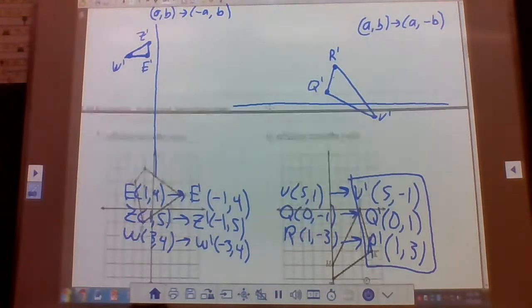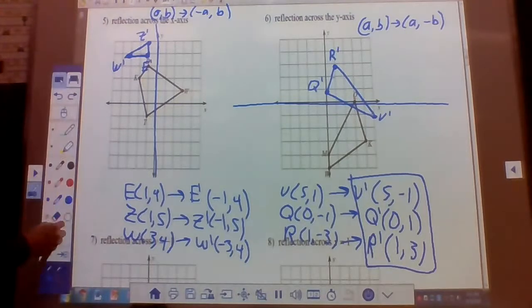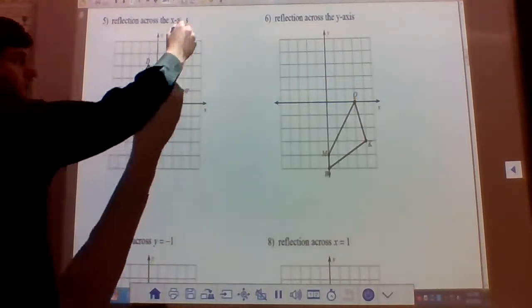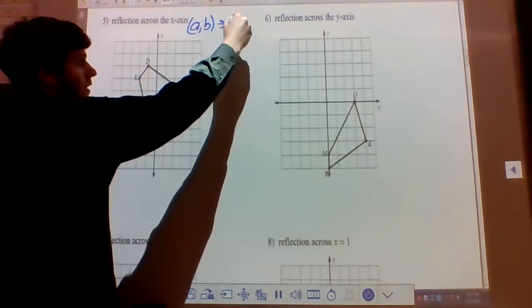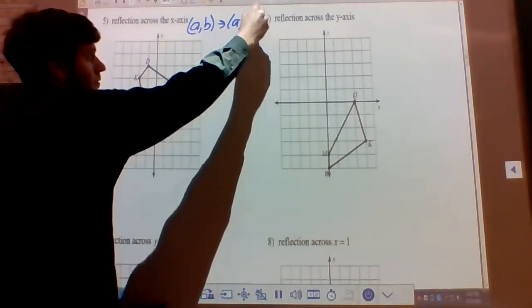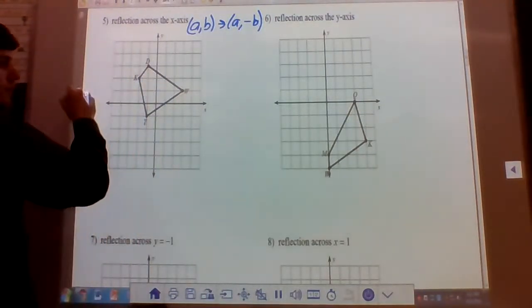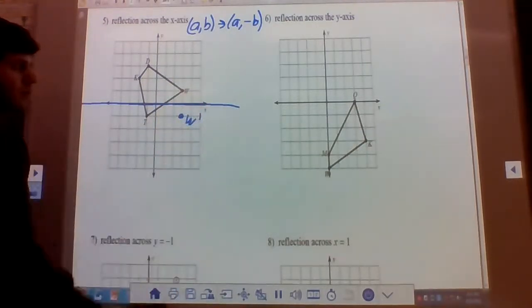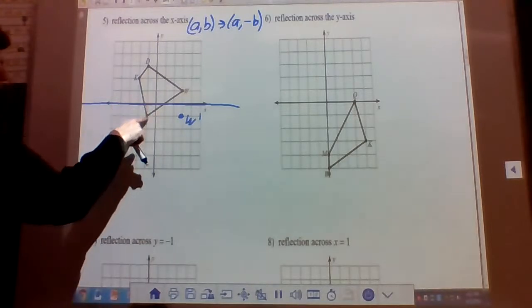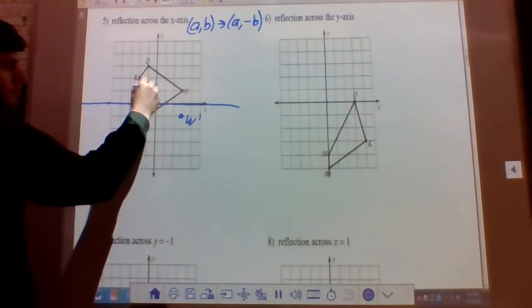Number 5, we want to reflect across the x-axis. Again, so x-axis, and our formula is (a, b) goes to (a, negative b). W is 1 above, so we're going over the x-axis. W is 1 above, so W prime is 1 below. T is 1 below, so T prime is going to be 1 above.